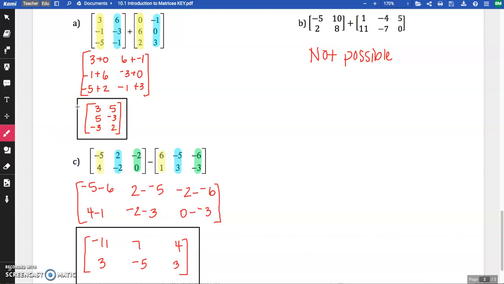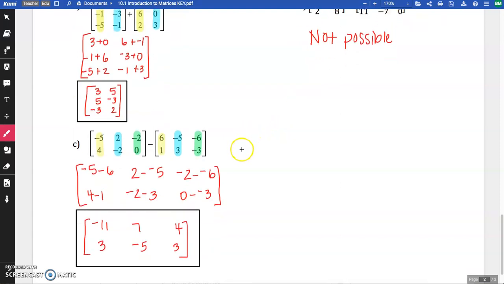Okay, so one thing to keep track of, whatever dimensions you start with should be the same dimensions that you end with. So for part A, these are both a 3 by 2. So our final answer is a 3 by 2. Okay, and feel free to pause so you can look more closely. Part B was not possible because the dimensions do not match. And then my answer for part C is here as well.